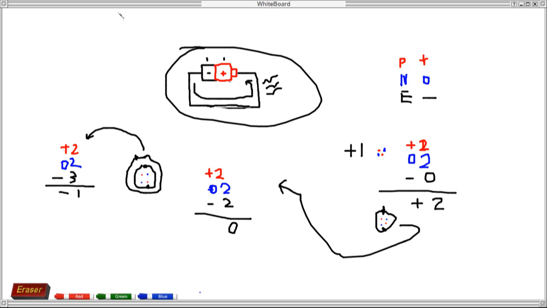Now, one thing I want to make clear is that I know this is a little bit too early to explain this, but there are two forms of electricity. You have your DC, you have your DC with direct current.